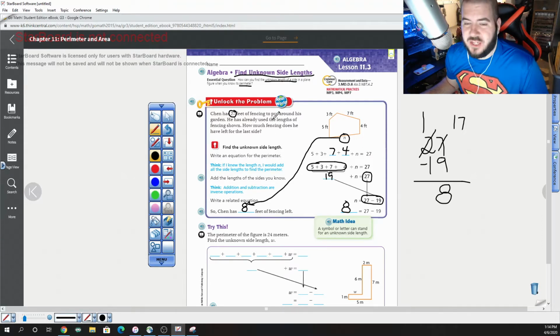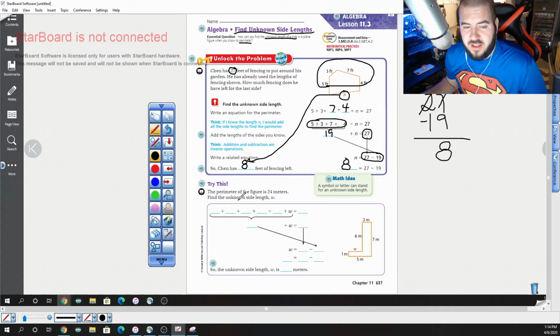So what we're doing is adding all the sides we know together, then subtracting them from how long it is in all to find our missing side. So here we're trying to find the perimeter of the figure below that is 24 meters. So we know we have sides of 1, 6, 2, 7, and 5, but we don't know what W is. So what we're going to do is add all of these numbers together, and they have to equal 24. Okay, so let's fill these numbers in.